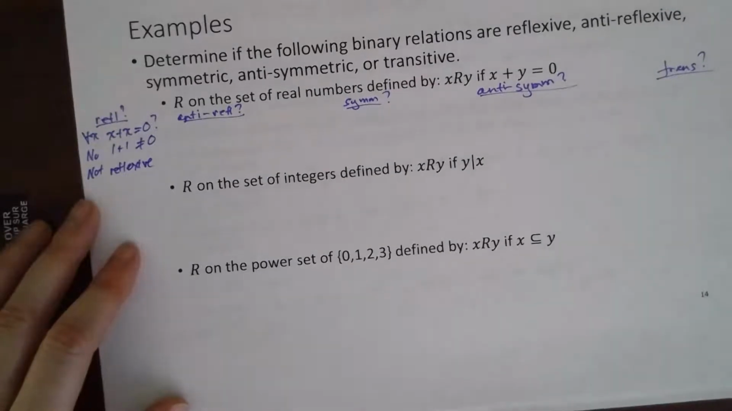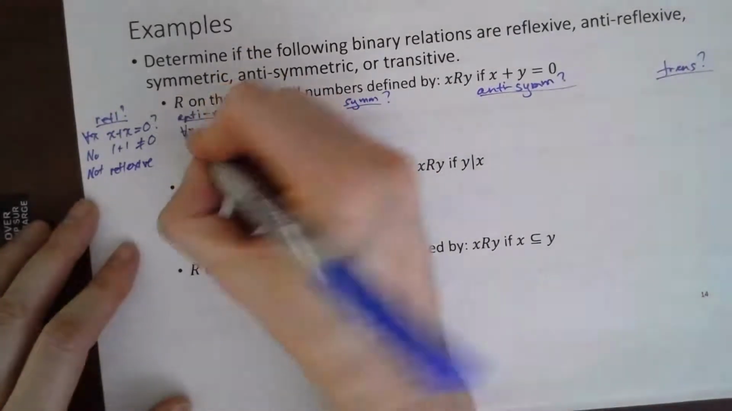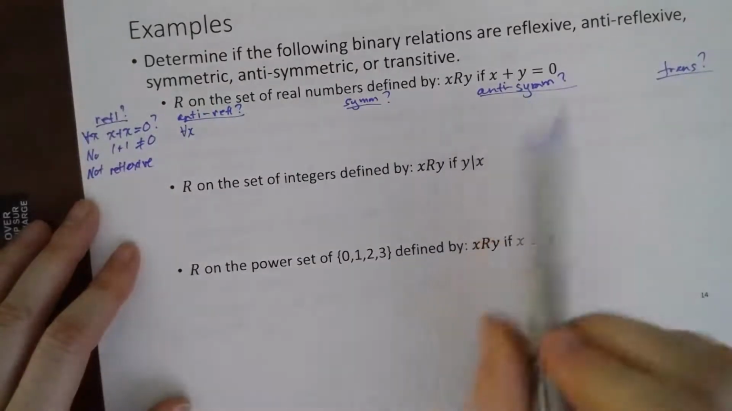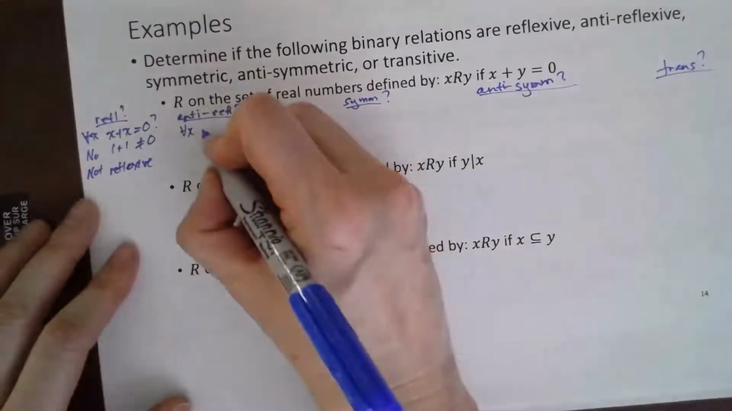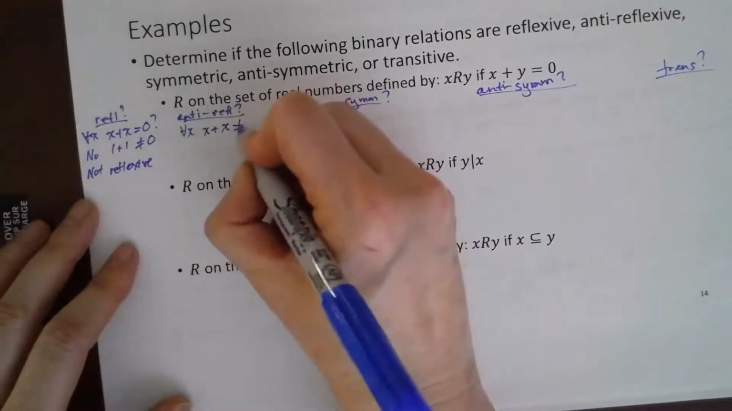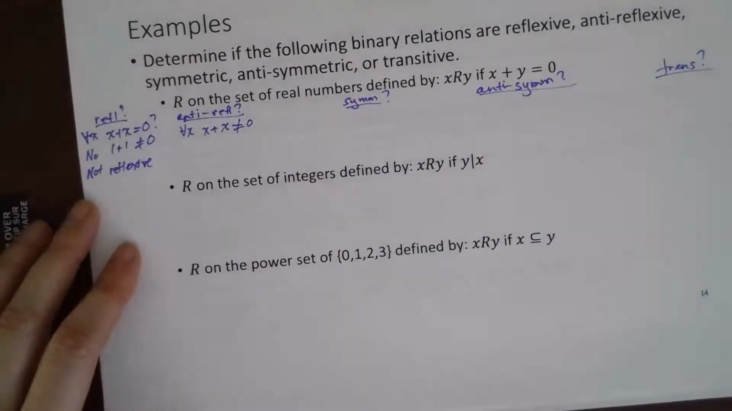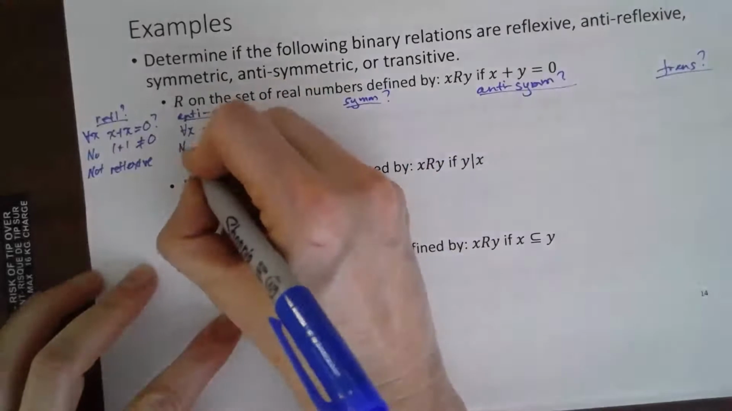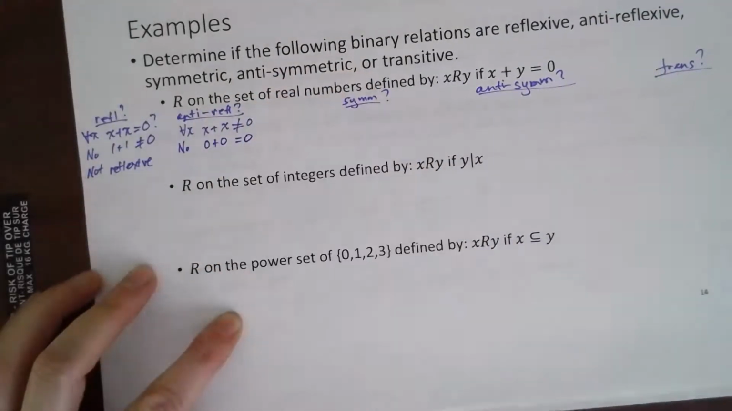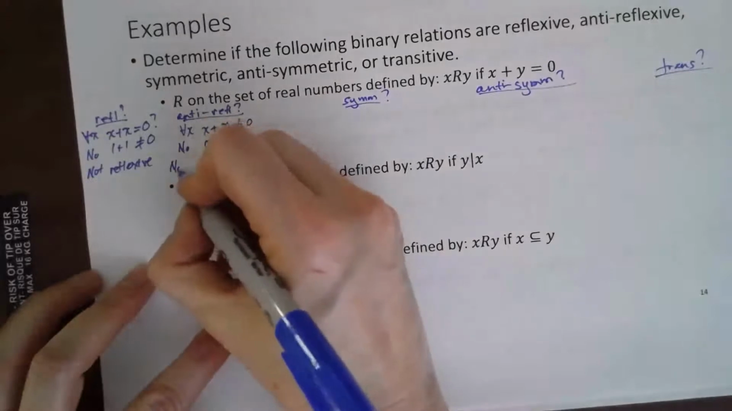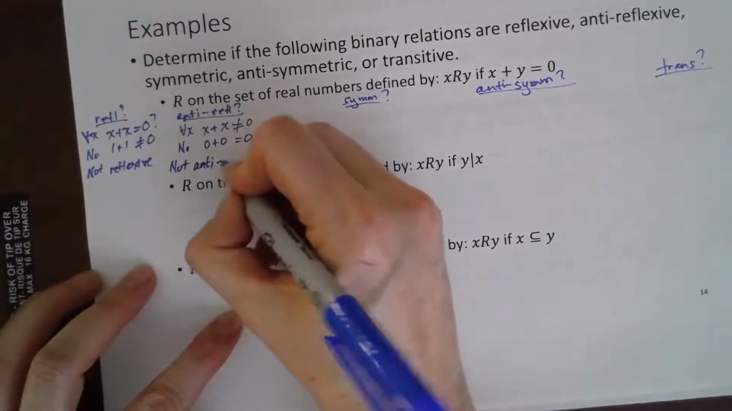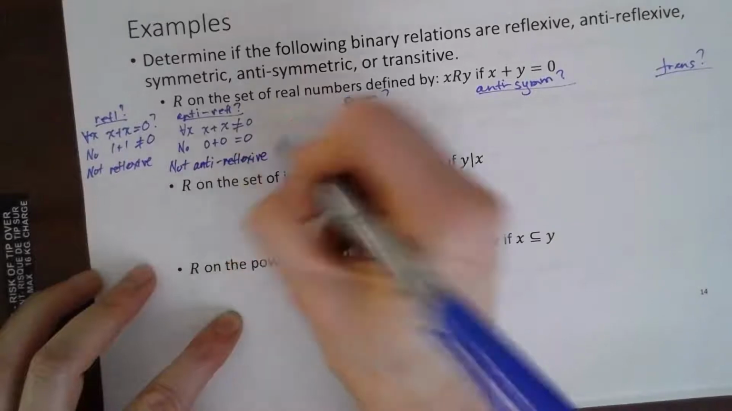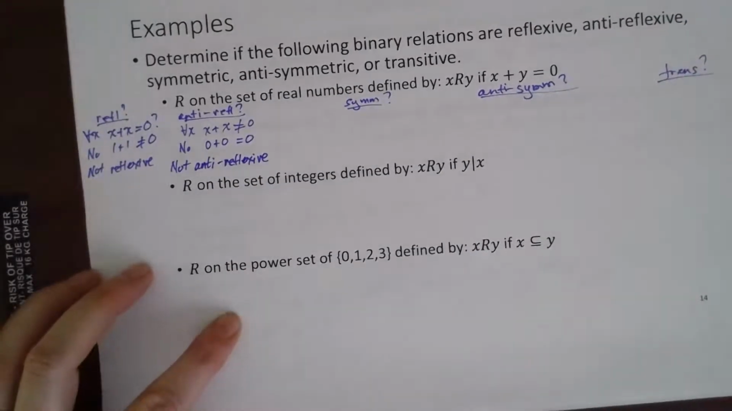Anti-reflexive. So that means that for all x, I don't get this. Is it true that for all x, if I take x and add it to x, I'll never get 0? Could I ever find a counterexample where I actually did take the same number, add it to itself, and actually get 0? 0, exactly. So if I do 0 plus 0, I get 0. Counterexample. So this is not anti-reflexive either. So it doesn't have to be one or the other. Sometimes it's not either.